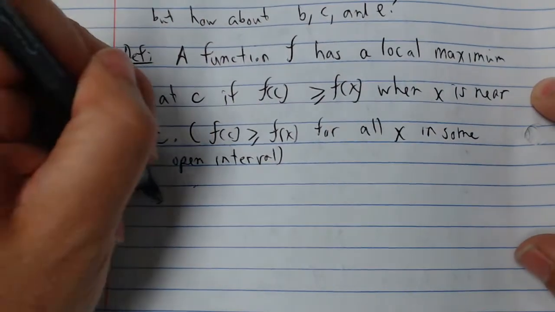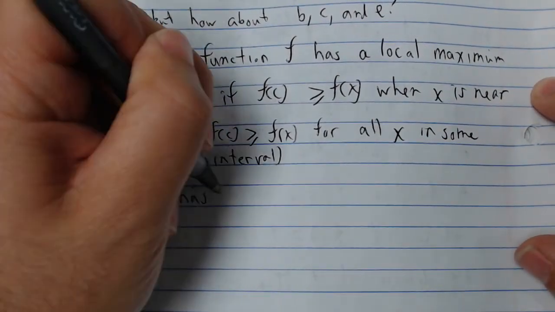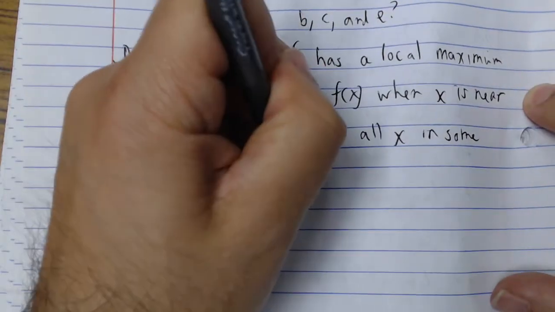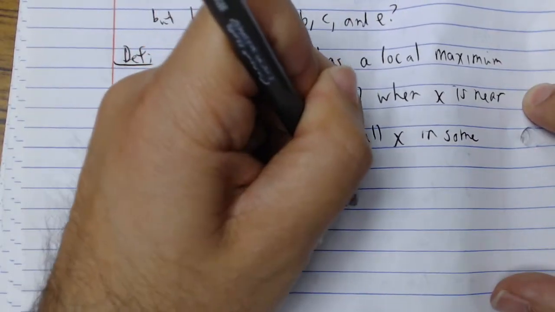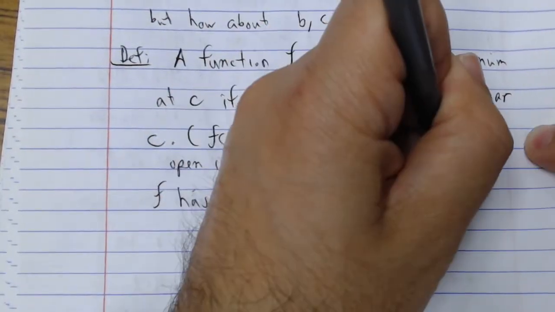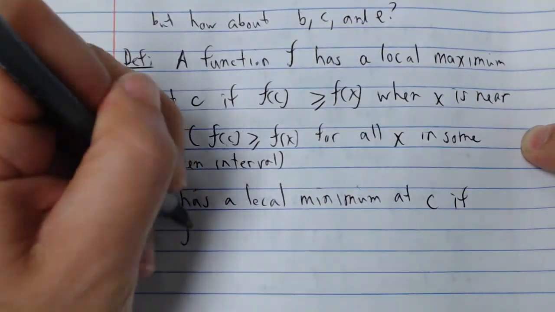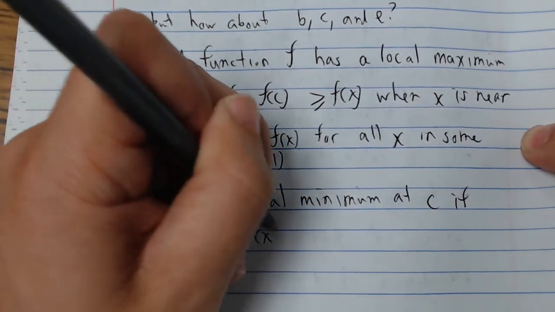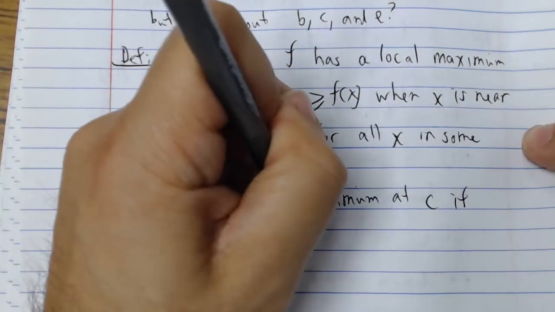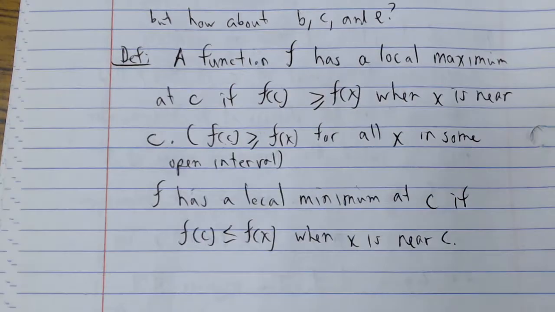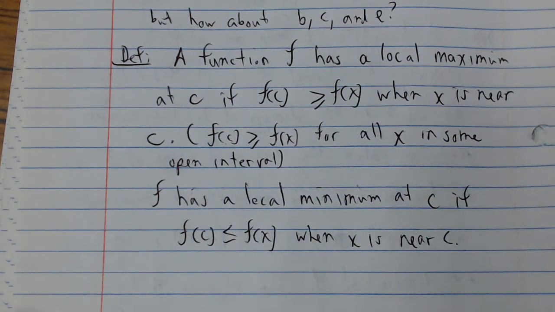We could say f has a local minimum at c if f of c is less than or equal to f of x when x is near c. Okay, so the same thing is going on here.